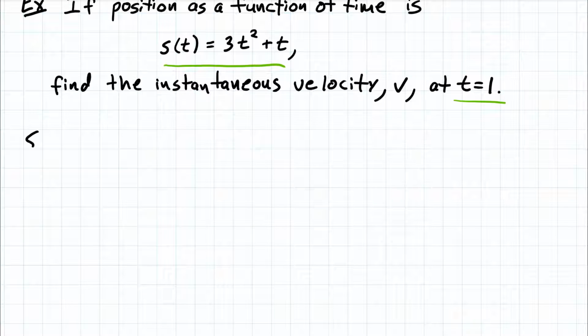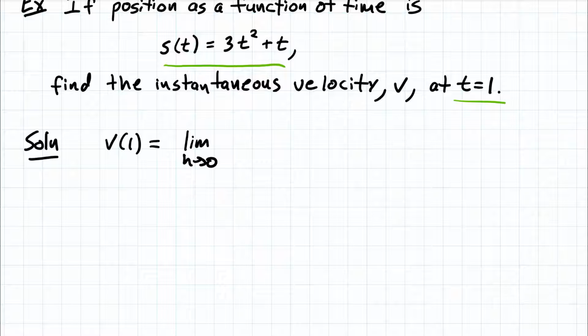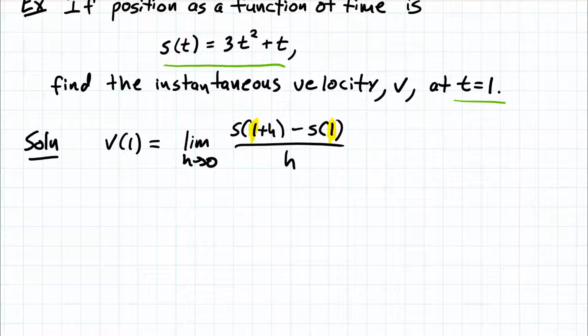So remember, the definition of velocity at time 1, also called instantaneous velocity, is the limit as h goes to 0 of s of 1 plus h minus s of 1 all over h. And the 1 here is because we're calculating the velocity at time 1.